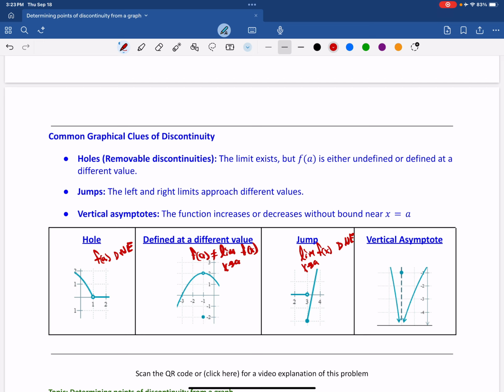The last case that we look at, so again, we have the two cases of holes. We have a case of a jump. The last one that we'll see is vertical asymptotes.